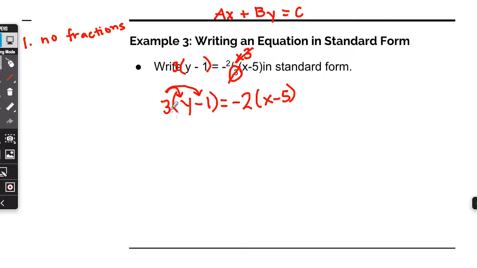So on this left side, 3 times y is 3y. 3 times negative 1 is negative 3. And on the right side, we're going to distribute this negative 2. So negative 2 times x is negative 2x. Negative 2 times negative 5 is positive 10.